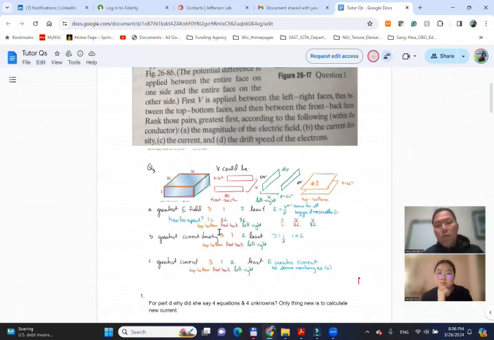So the electric field, you said that current is proportional to electric field, right? That's what my teacher said. In principle, I is proportional to V over R in a conductor.